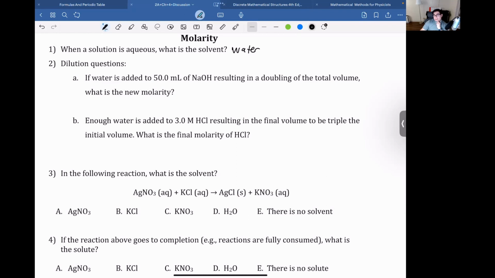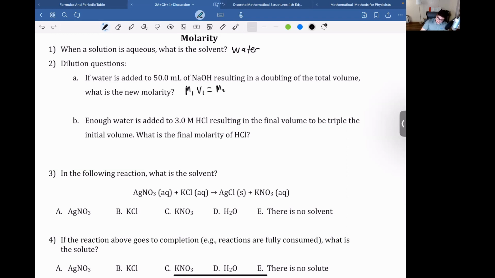Or you can think about it intuitively, where if you have something with some amount of stuff in it, and you double the amount of stuff it's dissolved in, you're going to have half the amount of stuff per unit space. If you had a 1 by 1 box full of marbles, and then you double the box size, then there's about half as many marbles per space in the box. So I'm going to use M1V1 equals M2V2.